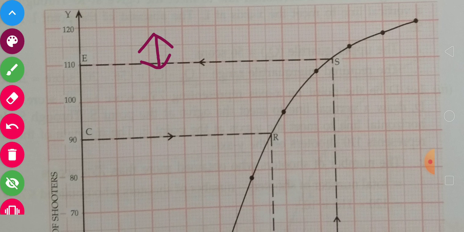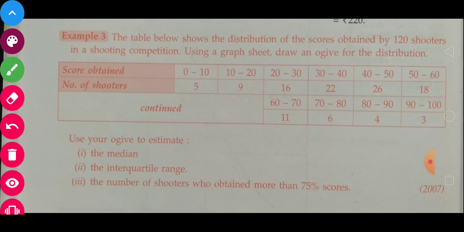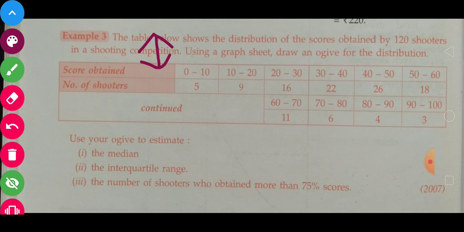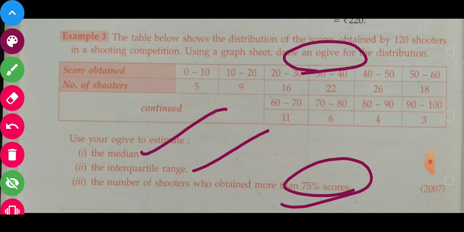Okay, so you got the answer for all the questions that were asked, right? We have drawn the ogive, we have found the median, we have found the interquartile range, which is Q3 minus Q1, and then we have also seen how to find the people who have scored more than 75%.